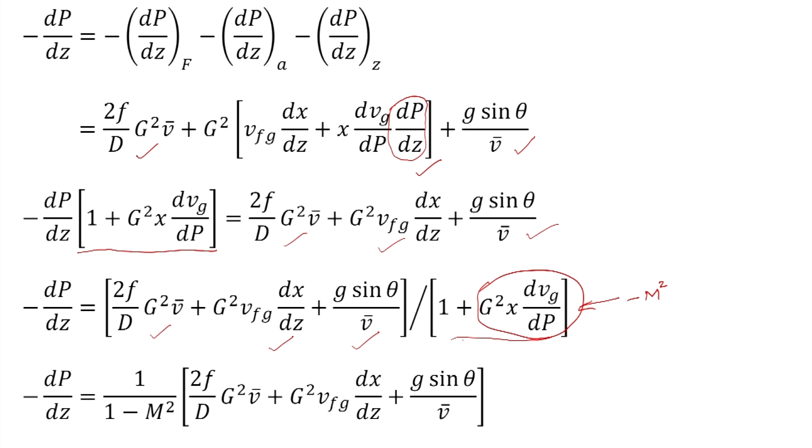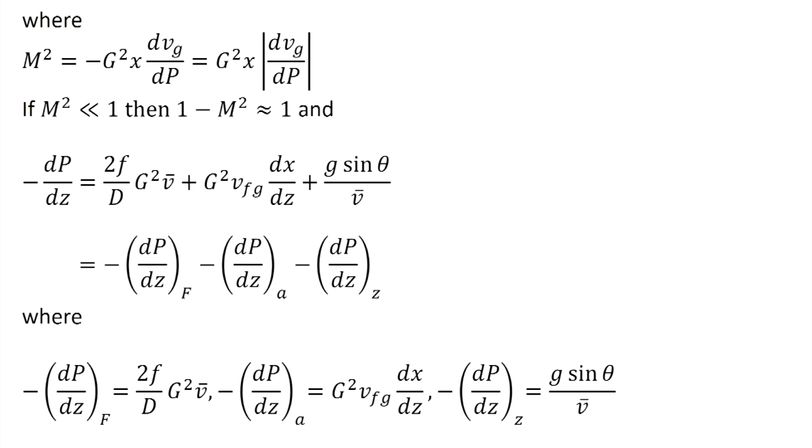Okay. dVg by dP will be negative, because as pressure increases, the specific volume of the gas phase will decrease. So, now dP by dz becomes 1 upon 1 minus m square into these terms. Okay. So, m square we have defined as minus g square x dVg by dP, which is equal to g square x into absolute value of dVg by dP.